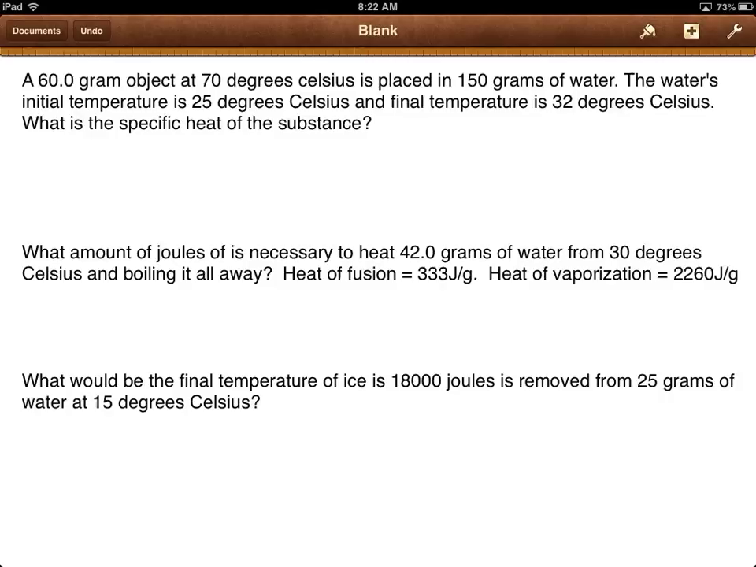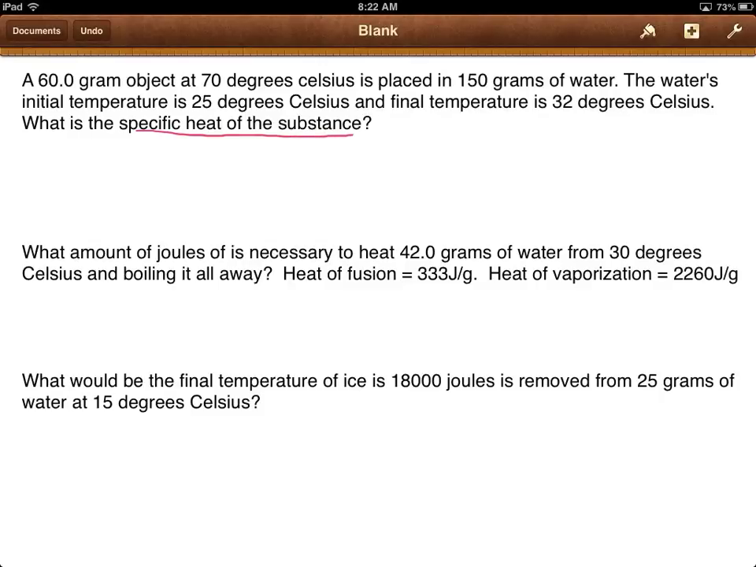So one of the things that we can say about this is that the energy that the water gained is the same energy that was lost by the object. So if we can determine the amount of energy that the water gained in joules, we can say that the object lost that same amount of energy. And then we can solve for what we're looking for in this particular problem, which is the specific heat of the substance, knowing that value.